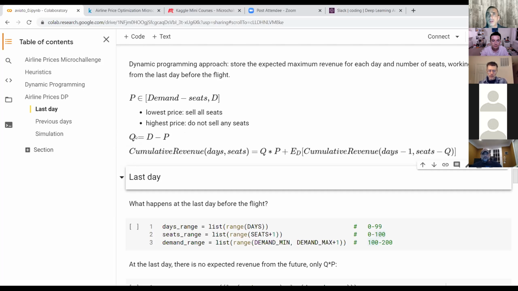But the raw price is an integer, but the expected cumulative revenue is not an integer. It can be a real number.